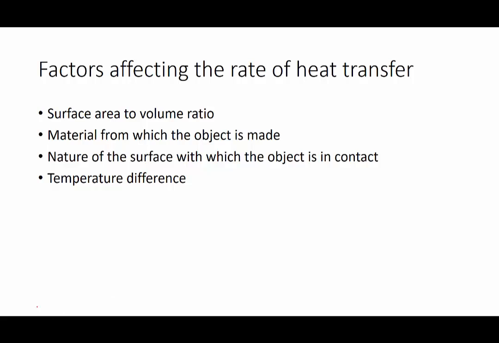Okay, the factors that affect the rate of heat transfer that you need to know. The first one is surface area to volume ratio. The larger the surface area, the quicker heat can transfer in and out of the object. The material from which the object's made. So if the material is a good conductor, if it's made of metal, heat transfer is going to be quicker than if it's a good insulator. An insulator just being a material that isn't very good at conducting heat. The nature of the surface with which the object is in contact. So again, we're looking at the material. We're also looking at the colour like we did with the type of radiation.